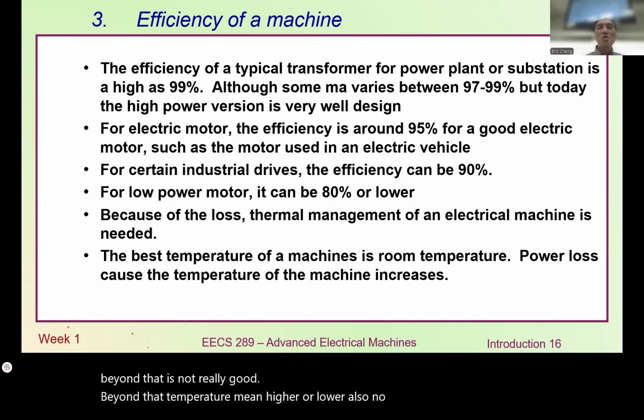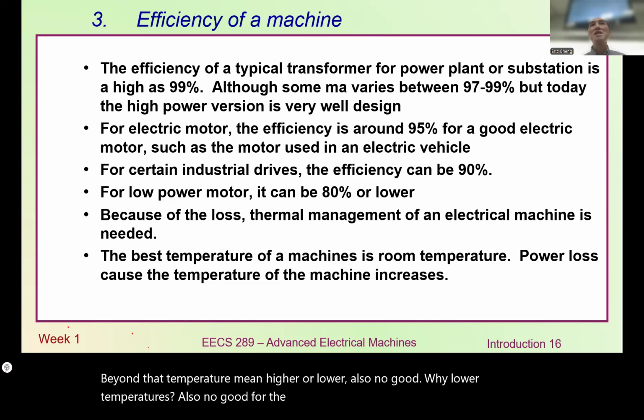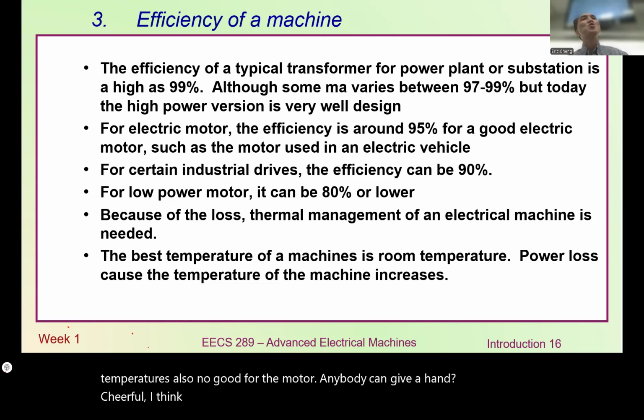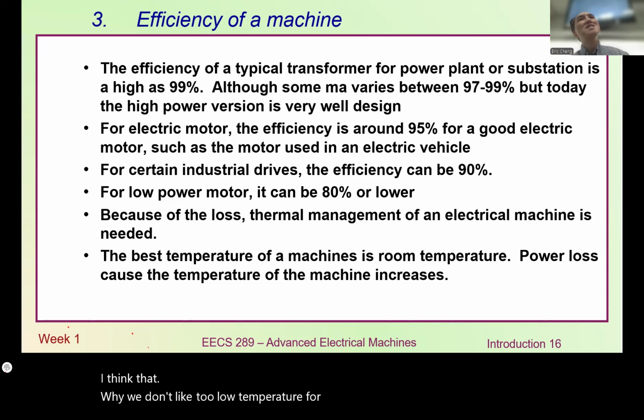Why is lower temperature also no good for the motor? Anybody can give me a hand? Servo, I think you know that. Why don't we like too low a temperature for a motor? Low. Yeah.